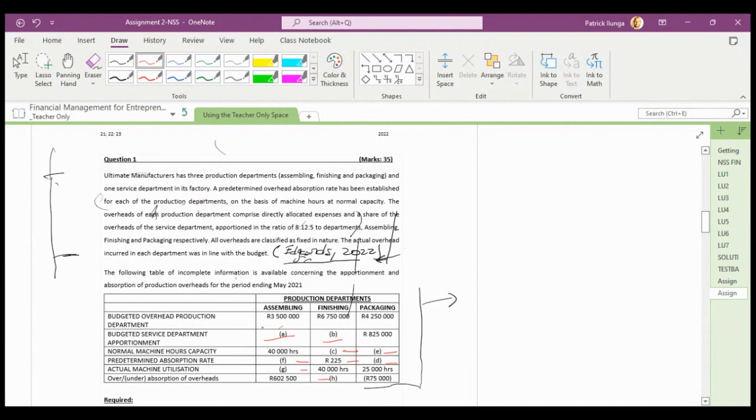And so I'll refer you to Learning Unit 5. Go to Learning Unit 5. In fact, in Learning Unit 5, there is an example that is similar to this one.